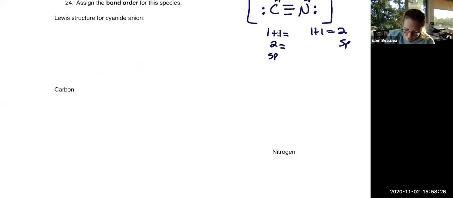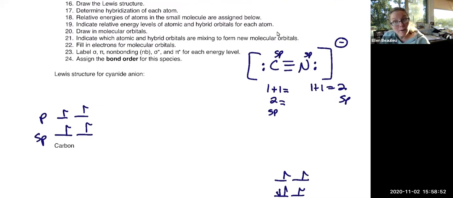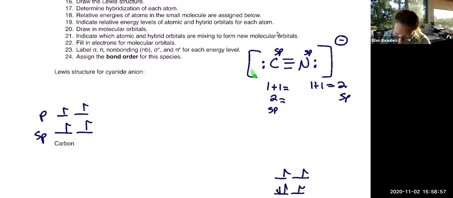What does sp hybridization look like? I have 2 sp orbitals. I have 2 p orbitals. Now, carbon has 4 electrons naturally: 1, 2, 3, 4. Nitrogen has 5 electrons naturally: 1, 2, 3, 4, 5. Now this is a negatively charged species, so one atom has more electrons than it normally has. Since we see there's a lone pair on carbon, I'm going to go ahead and put that lone pair in an sp orbital because lone pairs live in hybrid orbitals.